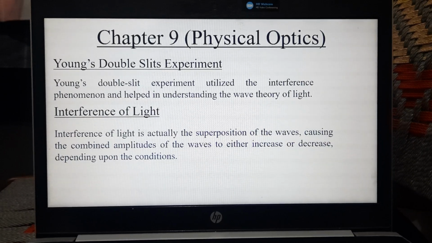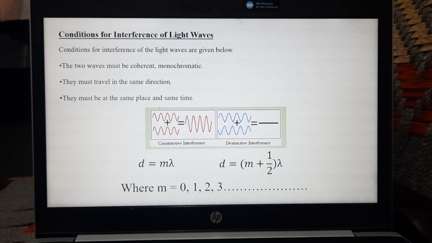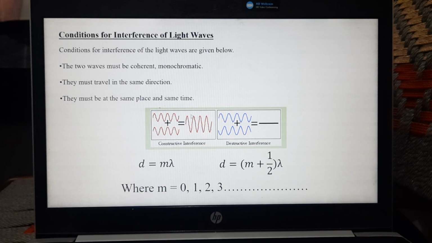So here I have mentioned the basic necessary conditions for the interference of the light waves. These are the basic conditions. The first condition is the two waves must be coherent and monochromatic. They must travel in the same direction. They must be at the same place and same time.